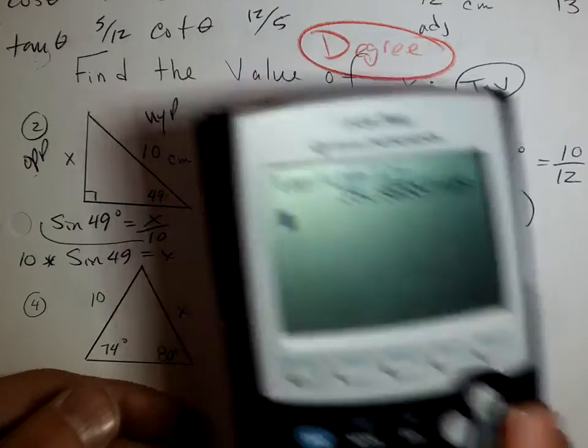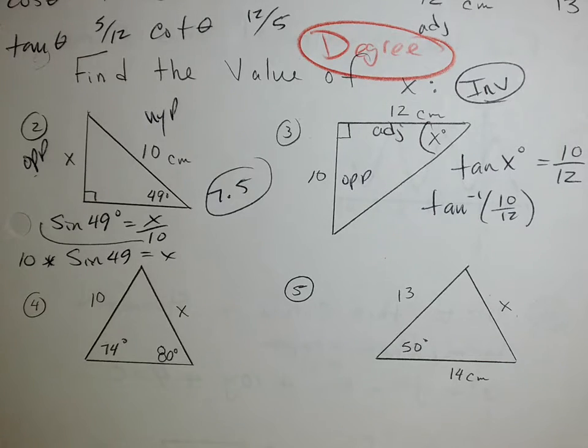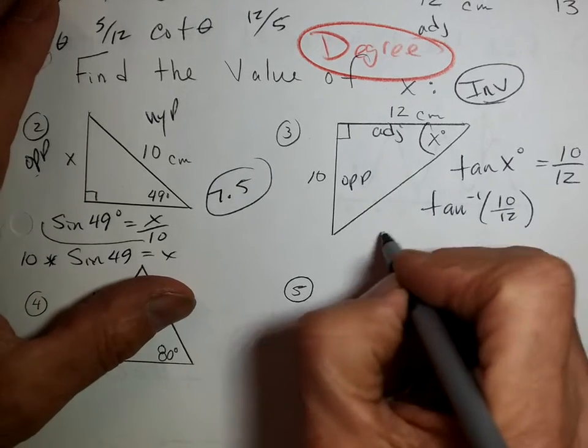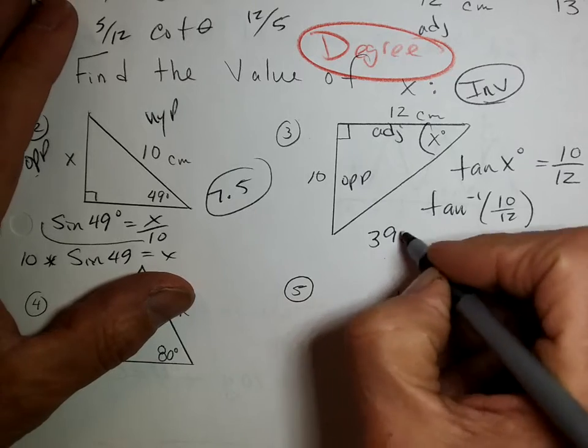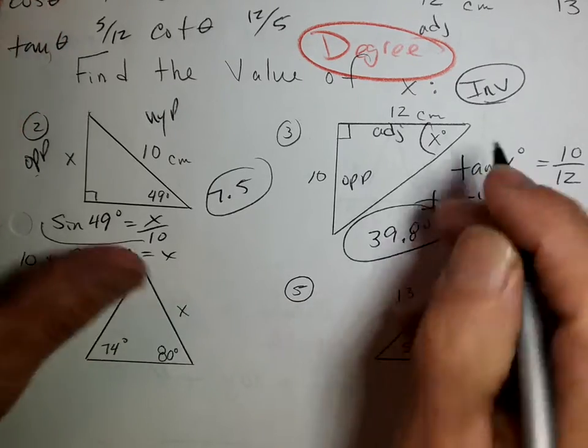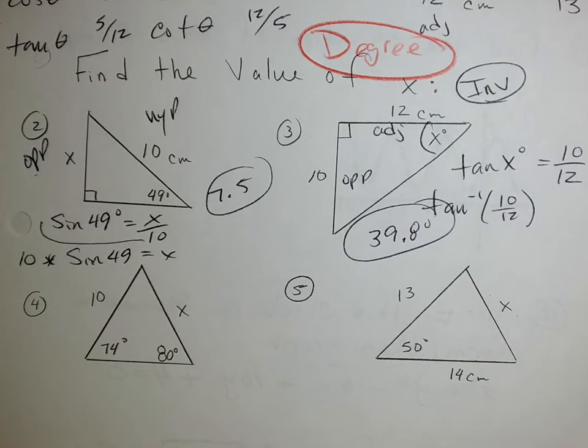That makes sense. So if you get weird answers, check your mode, okay? 39.8 degrees. How am I doing? Fire. Beautiful. You guys can do this.